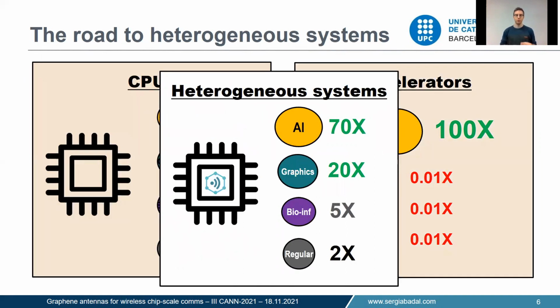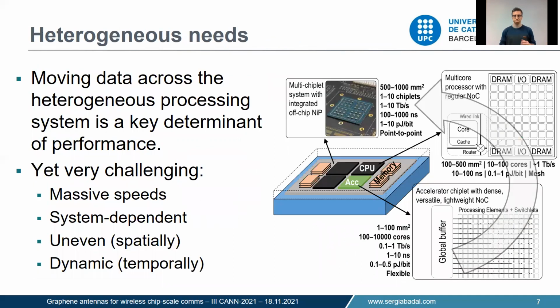In the middle, a new trend emerges in heterogeneous systems, in which the aim is to pick and place a few CPUs and a few accelerators that are good at different things, so that the resulting system is very good at AI, very good at graphics, very good at a few things, and relatively good at everything else. But there's a problem. Communication is important in CPUs and it's important in accelerators. So in heterogeneous systems, it's no different, right? Moving data across the different elements of a heterogeneous system is going to be a key determinant of performance.